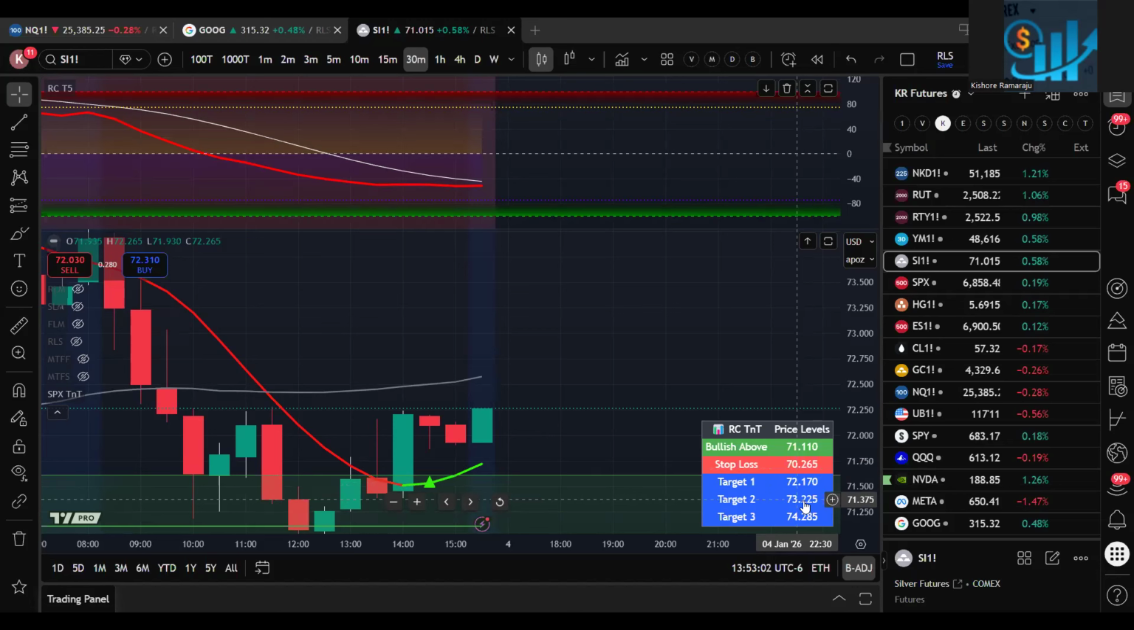Then you don't need to, right? You can go to order tab, you can put your target and stop loss, and you can let it run. You don't need to keep watching the chart. Like that, let us look at some more examples.